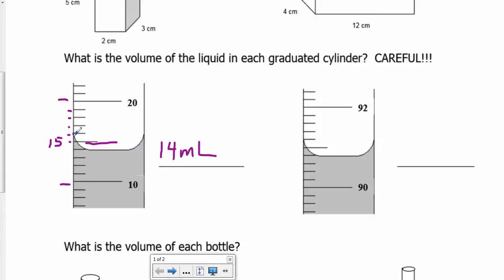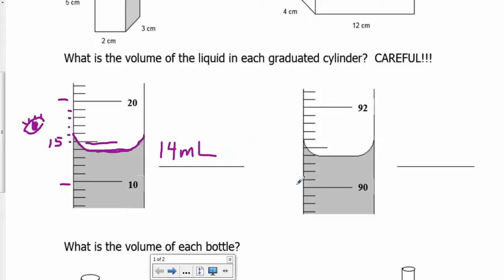Now remember, we want to read it right at this low flat part when we're looking at graduated cylinder. So we need to make sure that we're at eye level. That's an eye in case you can't tell. My drawing leaves some stuff to be desired.